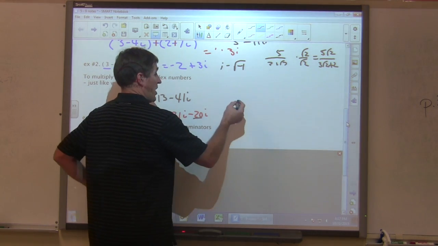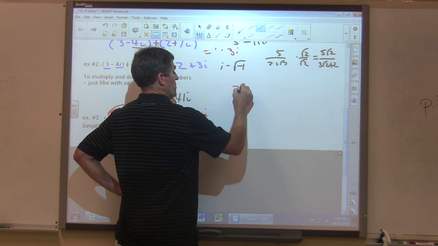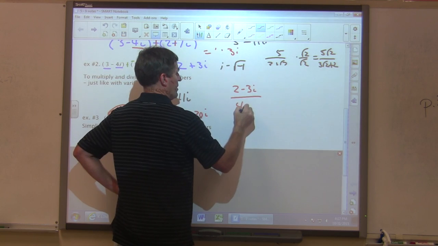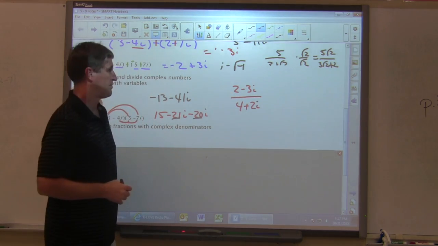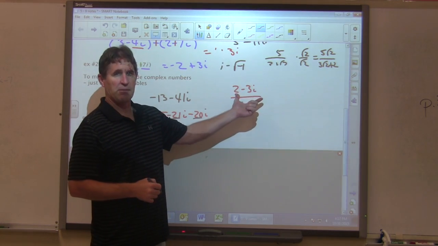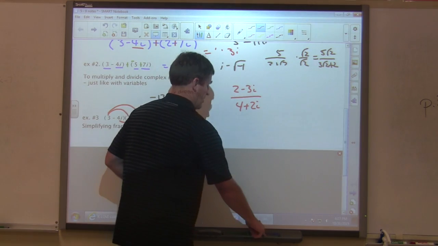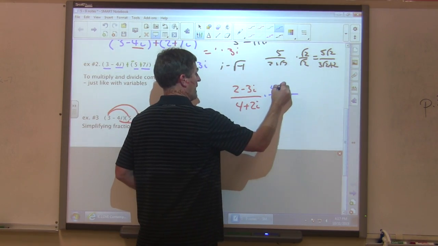Let's take a little more complicated. Let's put 2 minus 3i on top and 4 plus 2i on the bottom. Again, the numerator doesn't make much difference. All we're worried about is this denominator. We can't have that i there. So again, our conjugate is the opposite of this, so 4 minus 2i.